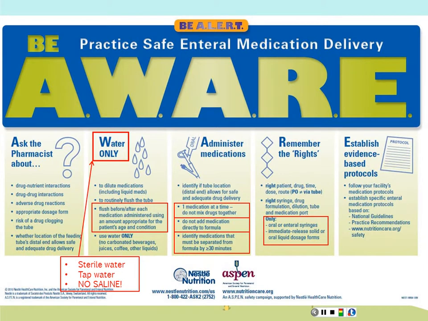You want to flush before and after each med administered using the appropriate amount for the patient's age and condition. What does this mean? How much are we going to flush with? Typically, 1 to 2 mLs for small tubes and 5 to 15 mLs for large ones. We always want to consider the size of our kid. If we're working with an infant, we're obviously going to use less flush.